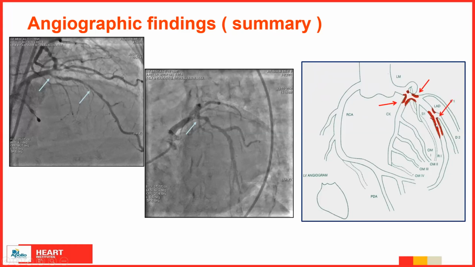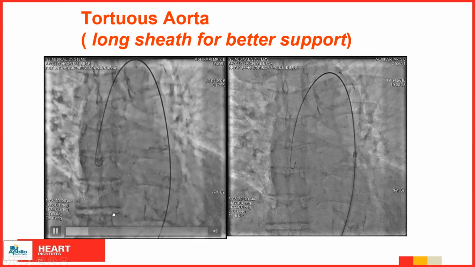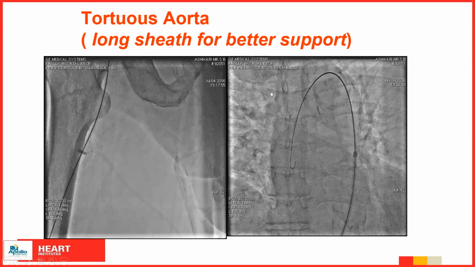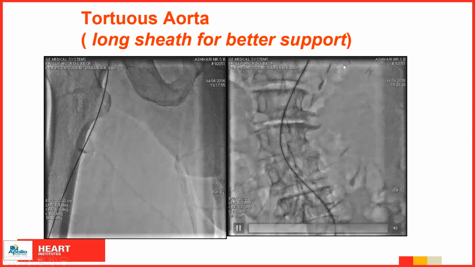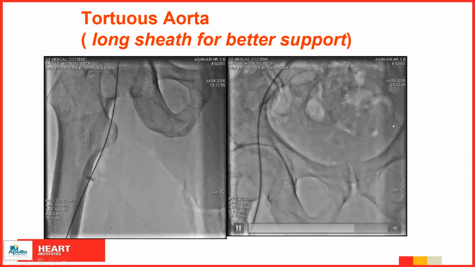So the plan was first to treat the calcific disease. We discussed with the family, and we said that the age, COPD, severe scoliosis, and cervical spondylosis were against surgery, so the surgery would be a risk. And so PCI was considered very high risk in this case. Now, first of all, it was a very tortuous aorta. For this tortuous aorta, we had to put a very long sheath so that we could have access. Of course, it was not possible to go through a radial because he was a very frail man, and we had to go through this tortuous aorta.